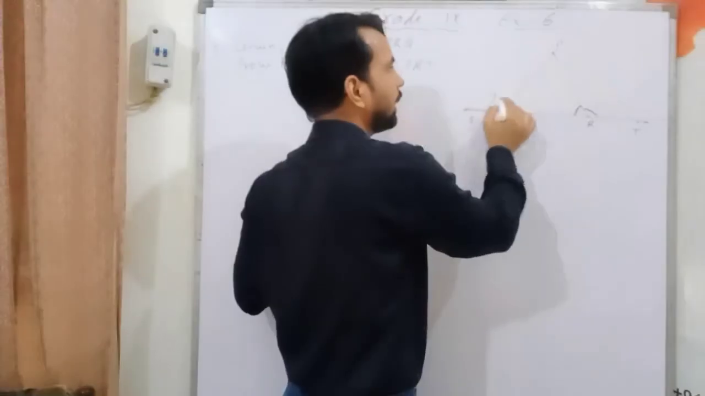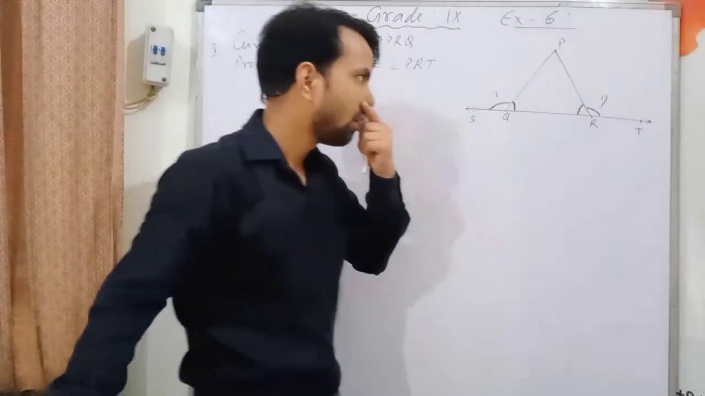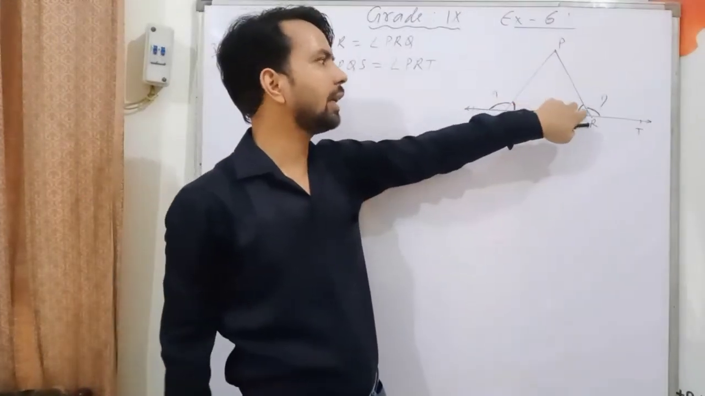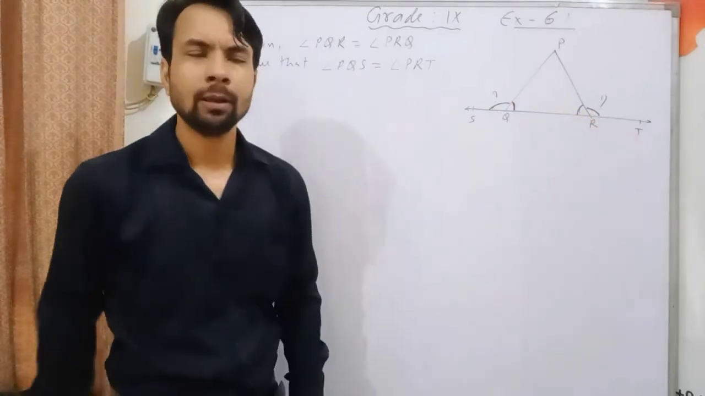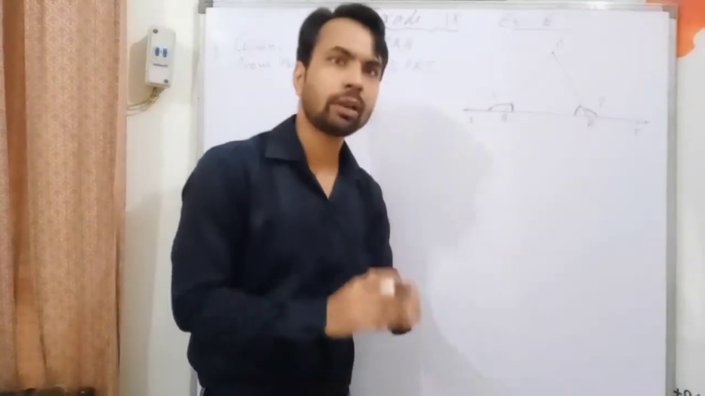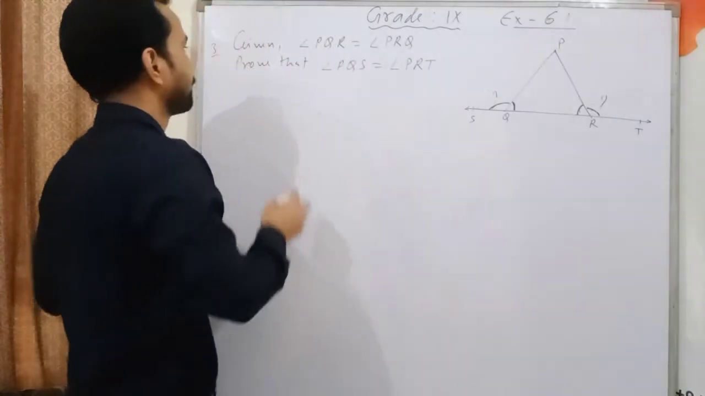We have to prove that this angle and this angle are equal to each other, and it is given that this internal angle and this internal angle both are equal. So how can we solve this? How can we prove this? So pay attention here.